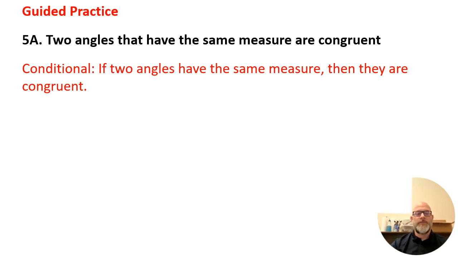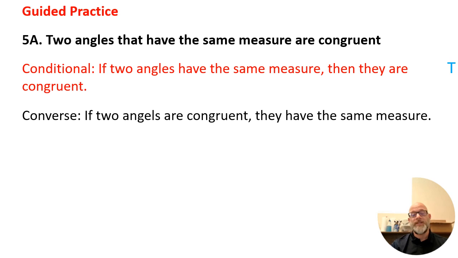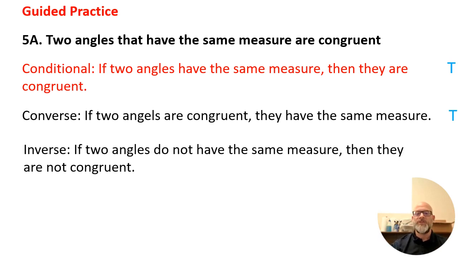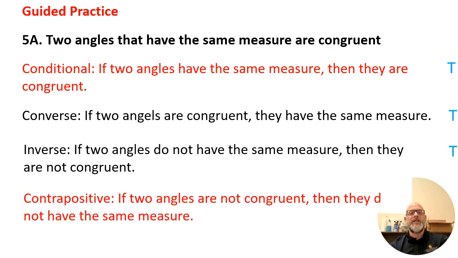All right, the conditional. Sorry, so two angles that have the same measure are congruent. If two angles have the same measure, then they are congruent. True or false? True. Okay. That's basically the definition of congruence in modern terms. Okay, next is converse. If two angles are congruent, then they have the same measure. That's also true. Inverse, not P, not Q. If two angles do not have the same measure, then they are not congruent. That's true. Contrapositive, if two angles are not congruent, they do not have the same measure. That's true. Okay, in this case, everything's true.